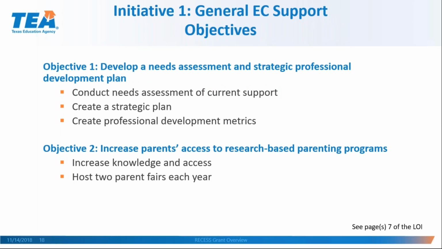The first objective involves developing a needs assessment and a strategic plan for professional development. As part of that objective, grantees would need to complete a needs assessment of current support for early childhood professional development and coaching opportunities in their region within the first 2 months of the support specialist's work. Additionally, the support specialist would create a strategic plan to target gaps in the service area within the first 3 months of their work. Finally, the support specialist would use the strategic plan to create professional development metrics and goals.